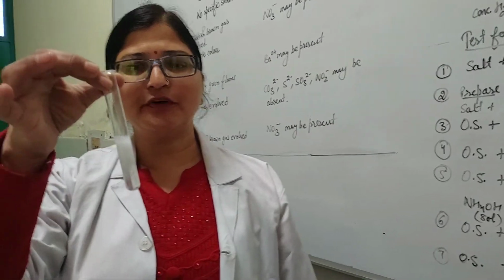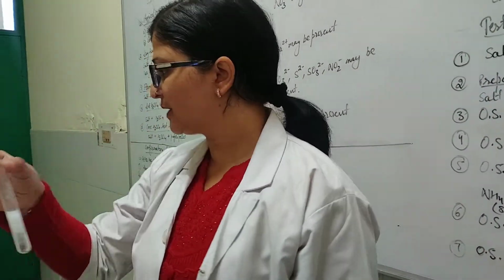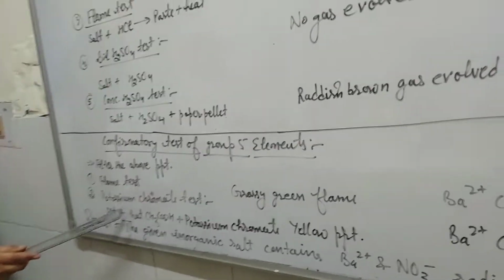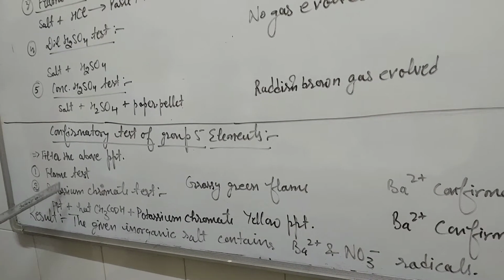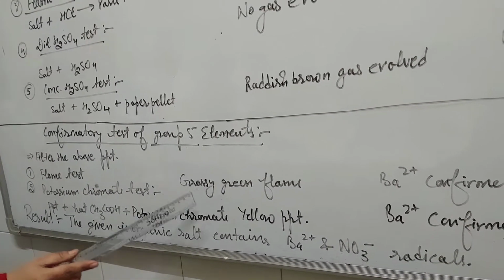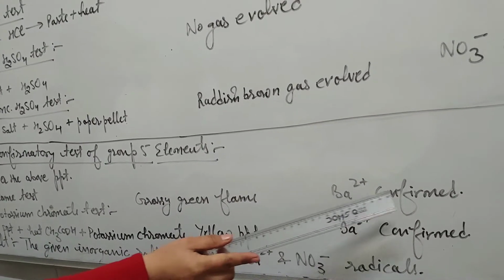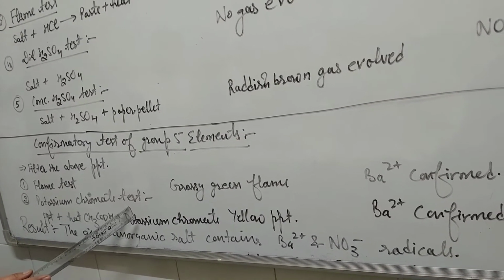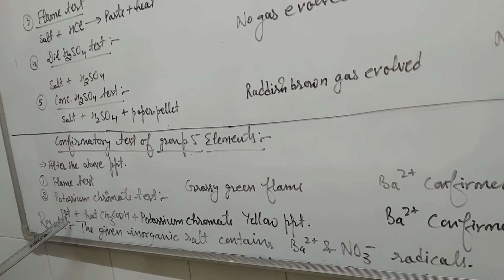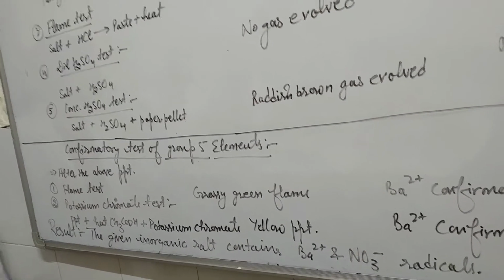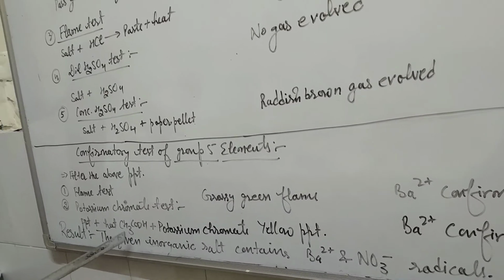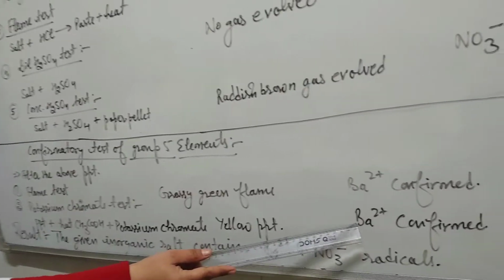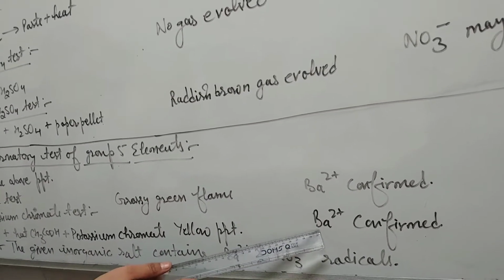So we do the confirmatory test for the fifth group elements. Now, what will we do for the confirmatory test? Two confirmatory tests we have to do. One is the flame test that we have already done. In the flame test, we observe the grassy green flame. It means barium is confirmed. The second test is the potassium chromate test. We will take the original solution, these precipitates which are formed, then we add acetic acid and potassium chromate in it. If a yellow precipitate forms, it confirms barium in the given sample.